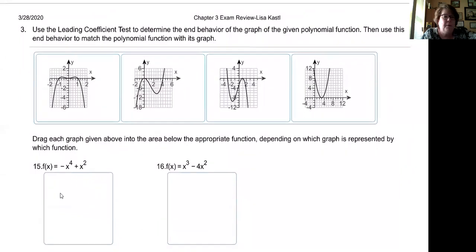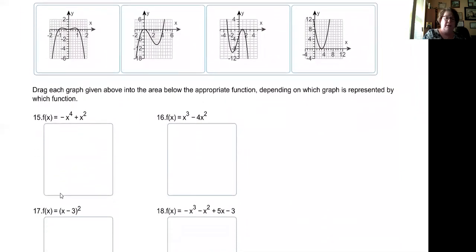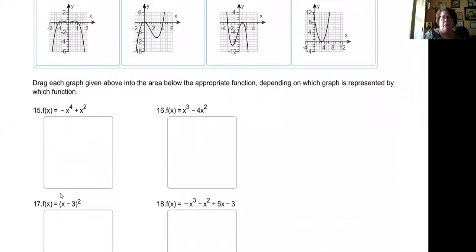Okay, problem 3 is going to be a matching problem. You're going to be given 4 graphs and you're going to match each graph to the equation. It's going to be a drag and drop, so you're going to take the graph and drag it to the correct position. Let's just look real quick at the 4 equations that we are given, and let's see if we can figure out from the leading coefficient test which of these 4 graphs has to be the correct one. So look at 15 there.